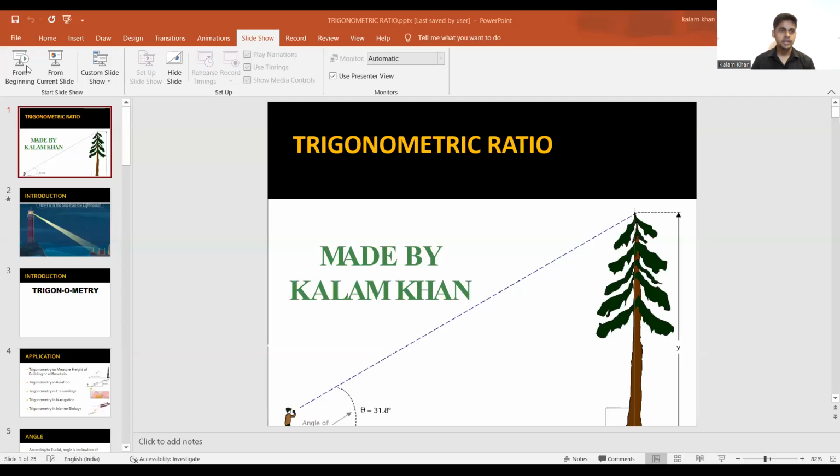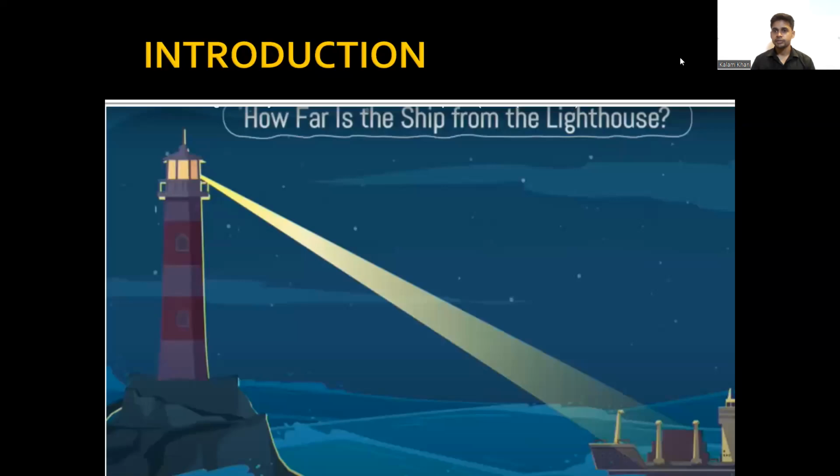I think my screen is visible to everyone, isn't it? So before going to dive into this chapter, I just want to create one situation. You can see on your screen there is an ocean, and in that ocean one ship is there, and that ship is missing, and the person who is on the lighthouse is searching for that ship with the help of light. So the situation is we have to find the distance between the ship and the lighthouse.